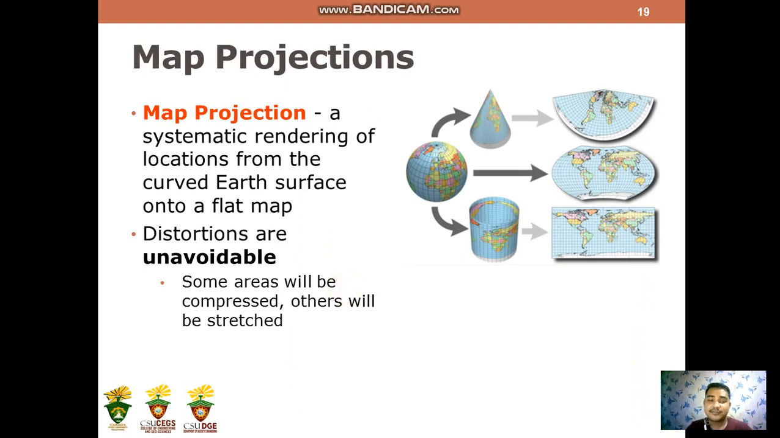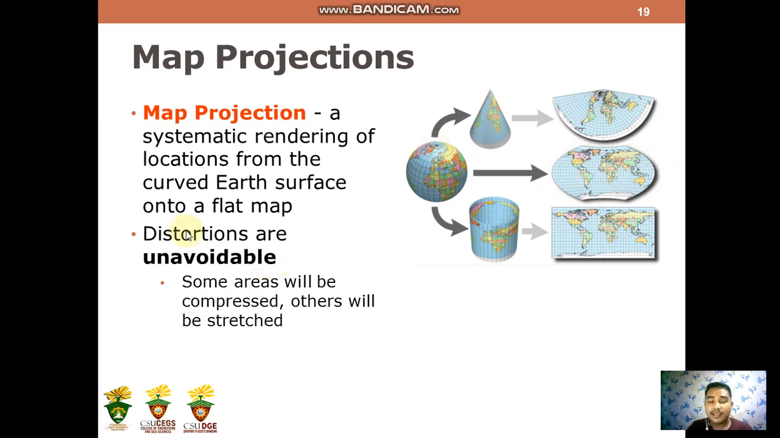And let's define what a map projection is. Map projection is a systematic rendering of locations from the curved Earth surface onto a flat map. For example, we have a globe, the three-dimensional Earth, and it goes through a map projection process, like cylindrical. Imagine a paper wrapped around a globe. When you project it, it becomes two-dimensional. Another example: imagine making a cone of paper and placing it over the globe. Or if you open it up, you get it in two-dimensional form.